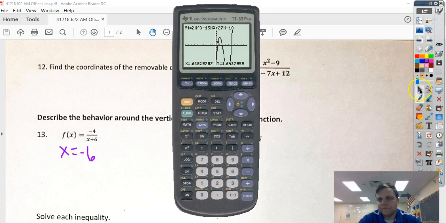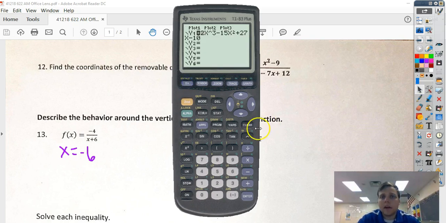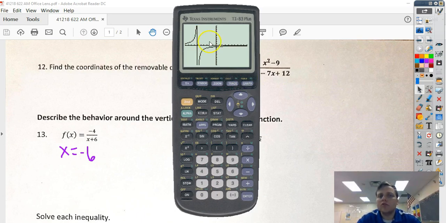Okay. So I'm gonna make sure you guys have graphing calculators for the test tomorrow. Okay. So negative 4 divided by x plus 6. Hit graph. Okay, so let's just look at the graph. Don't freak out about this question. Just look at the graph. Here's your asymptote. What is y doing as I come in from the left? Y is going up. What is y doing as I come in from the right? Y is going down.